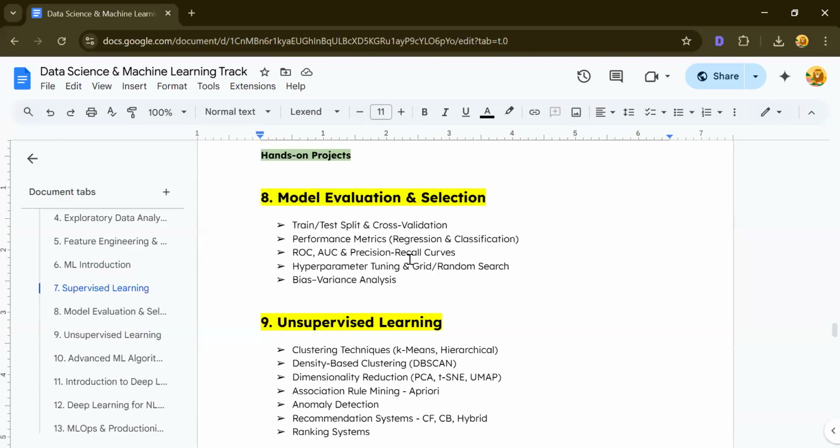But we always ensure we have a good working ML model with a UI where people can interact, like the end user can interact. So that is the main goal.